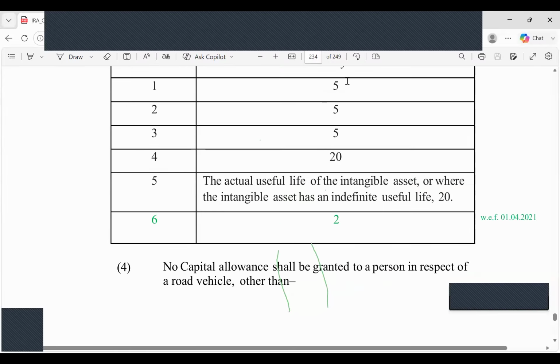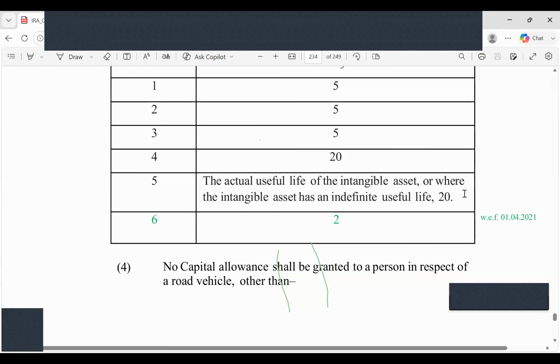So this is the depreciation period. If it is in the fifth category, in the fifth class, that means it is an intangible asset. So an intangible asset with an indefinite lifetime, we can divide it by 20. Then for the milking machine, that is 20.